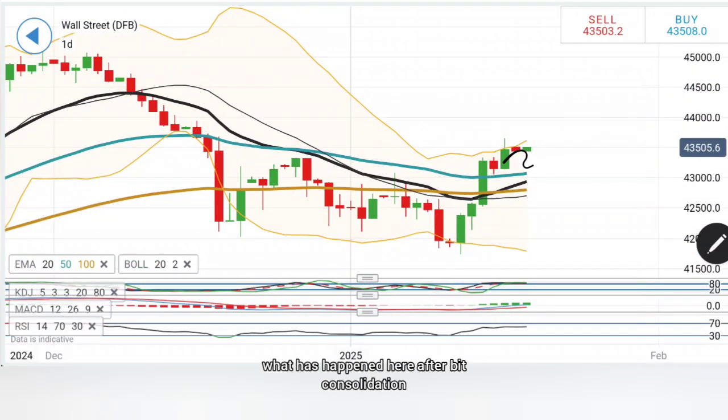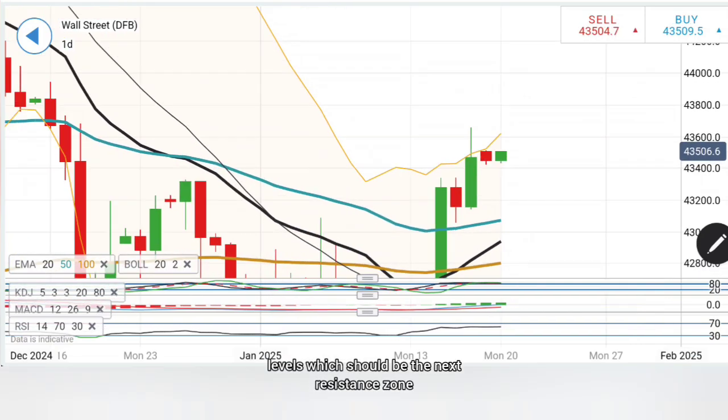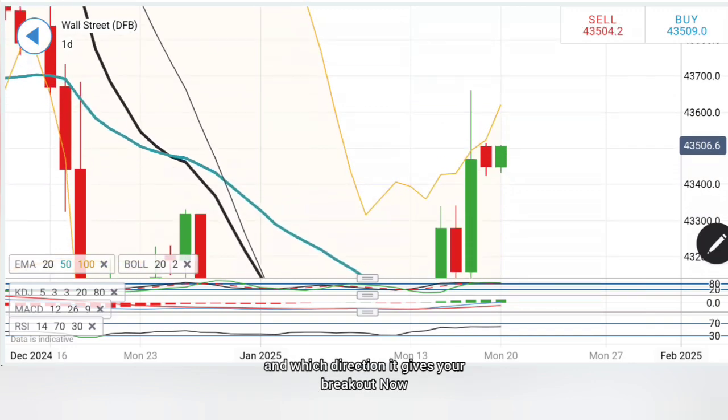Now remember what has happened here: after a bit of consolidation, a good breakout. Now after consolidation, it can deliver a second round of a rise here, which can take it towards 43,800 levels, which should be the next resistance zone. But I'll be skeptical about it. I'll definitely watch out how it gives a breakout and in which direction it gives you a breakout.